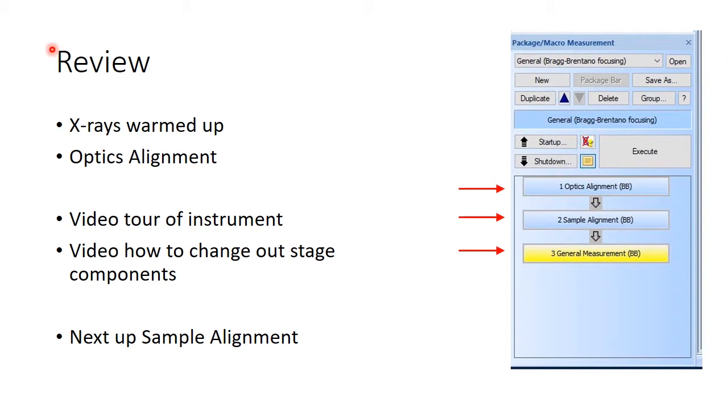As a review, we have already covered how to warm the X-rays up and how to do an optics alignment. That optics alignment was part of the general program that you had selected. You should have also watched a video tour of the instrument and a video on how to change out the stage components. So next up is sample alignment, and in this portion of the training, we're also going to cover general measurements as well.